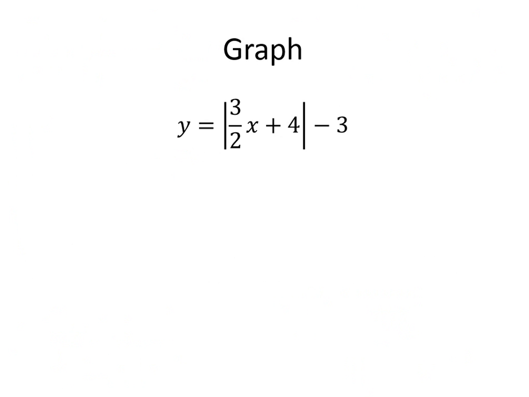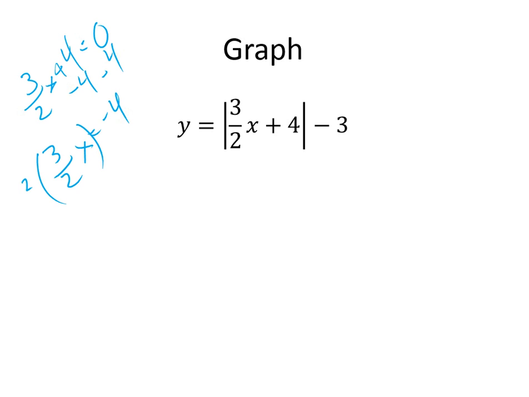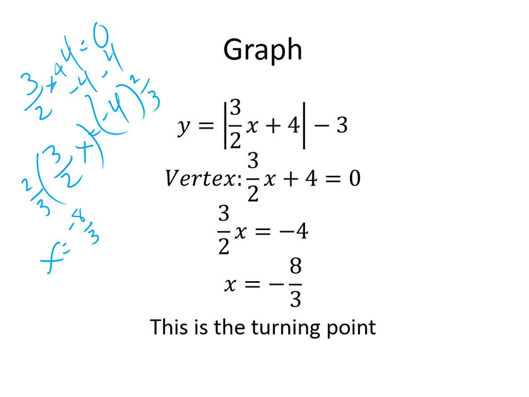Alright, so graphing this. The first thing we have to do is find our vertex. So we've got to zero out the absolute. We'll take 3 over 2 x plus 4, set it equal to 0. Move the 4 to the other side by subtracting 4. That gets us 3 over 2 x is equal to negative 4. And then we're going to multiply by 2/3. So that means our x value is going to be negative 8/3. So there's our turning point.